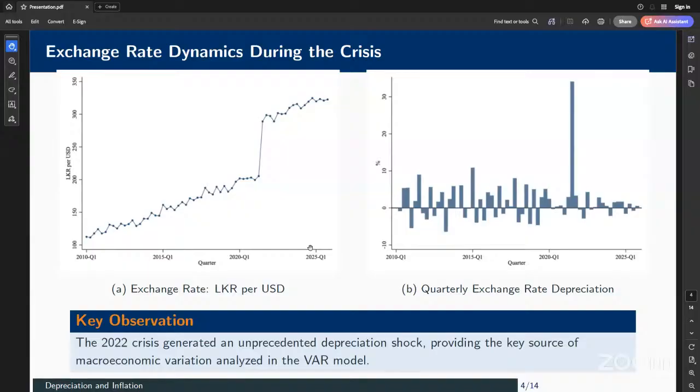Yeah, so we are moving to the descriptive statistics. The left-hand graph, as you can see, shows the movement of exchange rate measured as Sri Lankan rupees per US dollars. The right-hand graph, on the other hand, shows the quarterly depreciation. So the key point is very clear here. As we all can clearly observe, the 2022 crisis generated an exceptional depreciation shock. Compared to previous years, this was not a normal fluctuation. It was a major macroeconomic shock. So the rest of the analysis asks, once this shock happened, how did the economy respond?